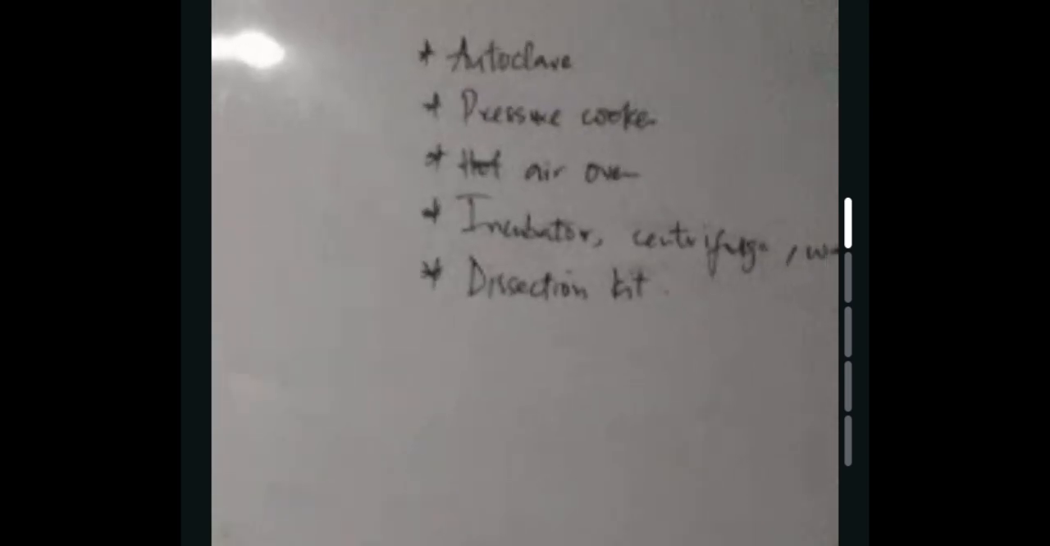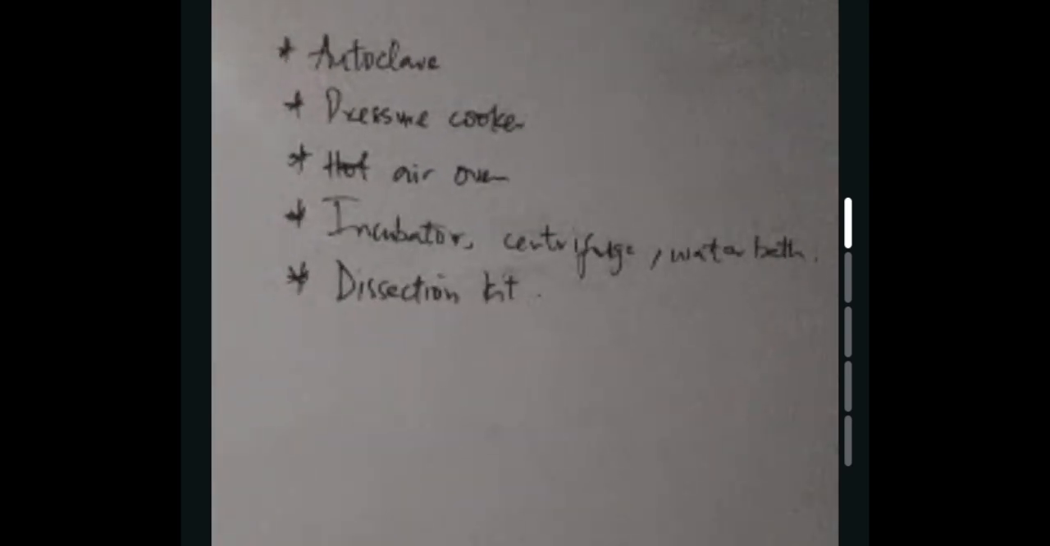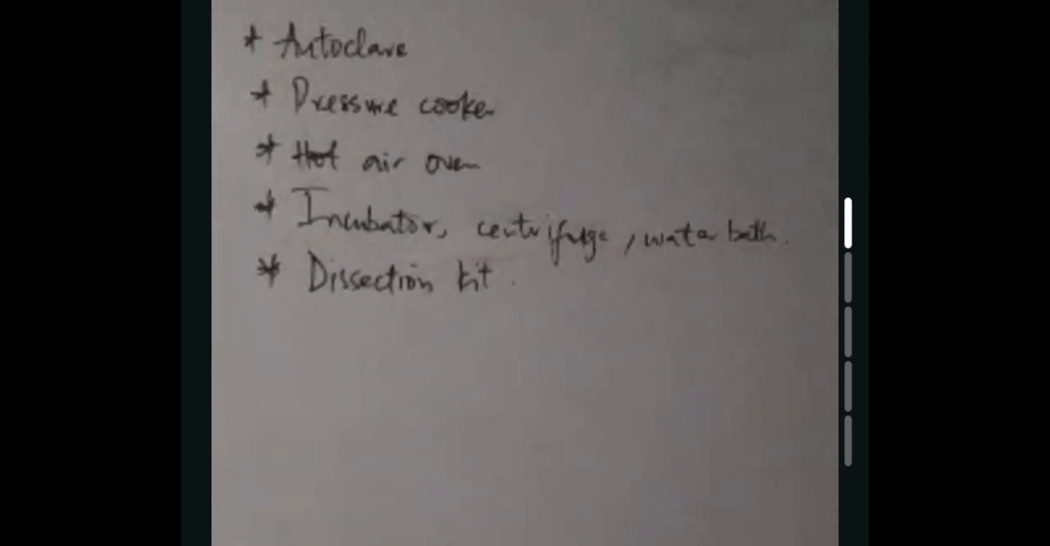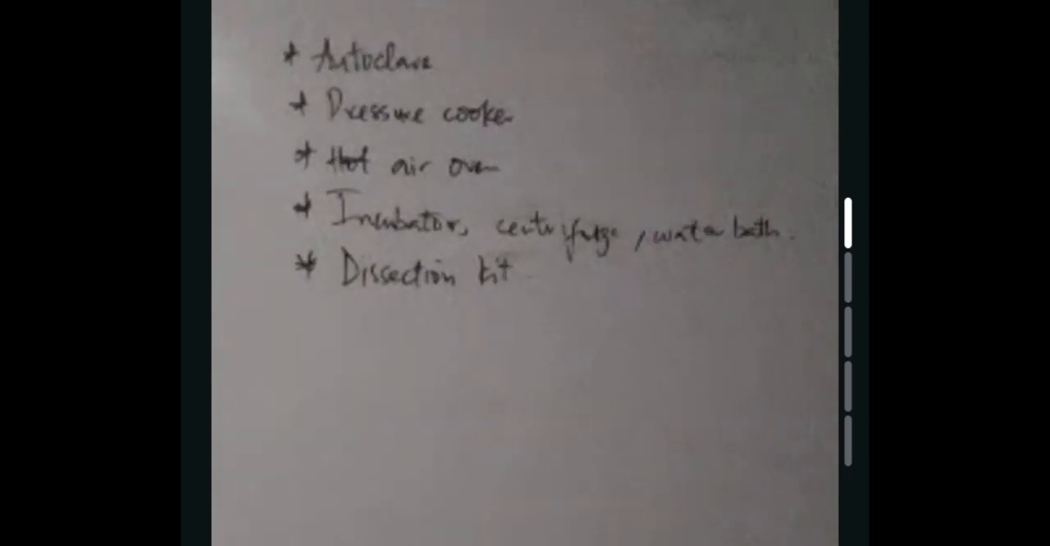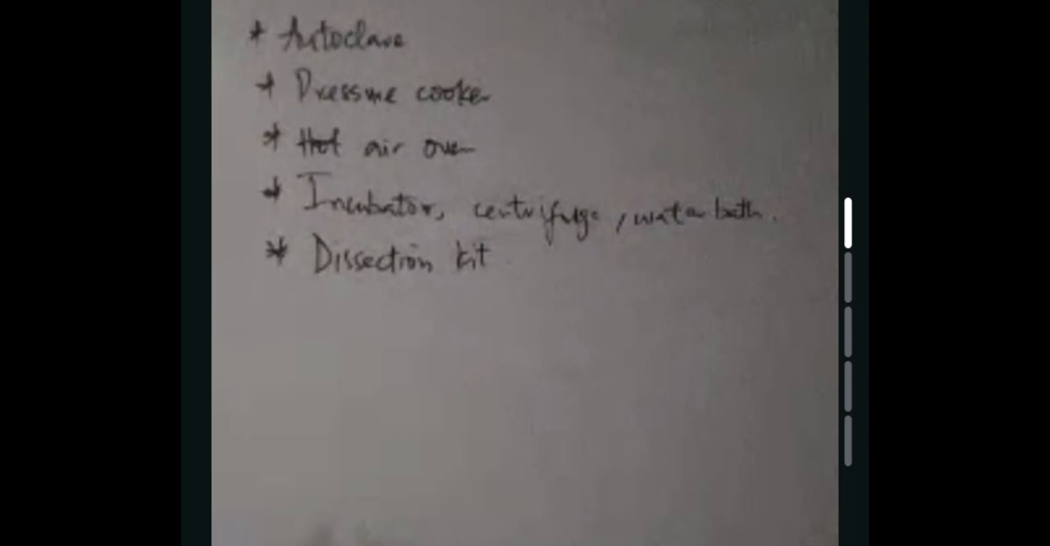So the dissection kit or dissecting kit. Now, these are some of the things that are unique to biology. Mostly biology. There are some other laboratories that share these things with biology. Autoclave. So pressure cooker, hot air oven, incubator. What about it is in chemistry too.